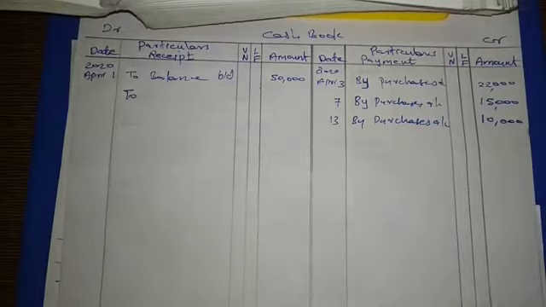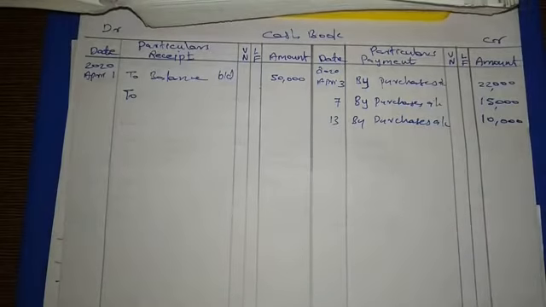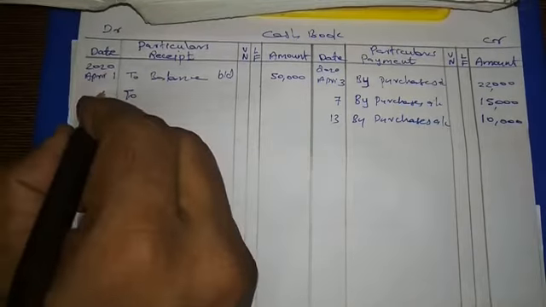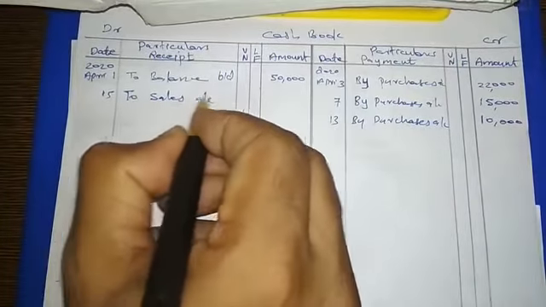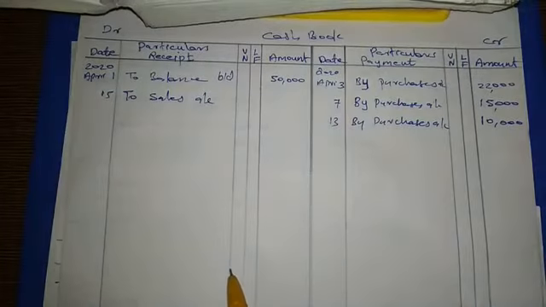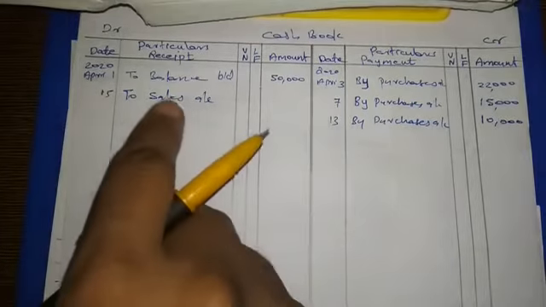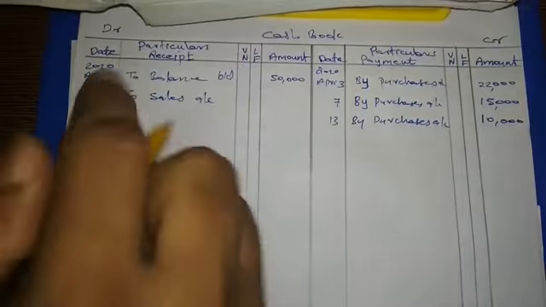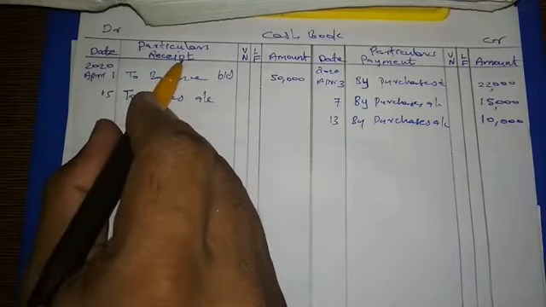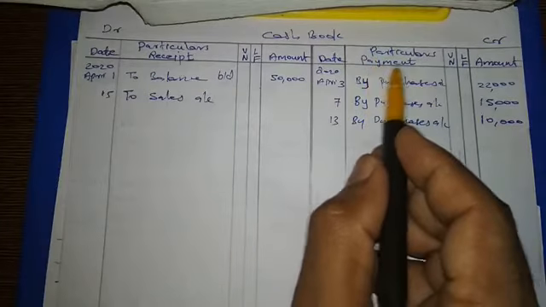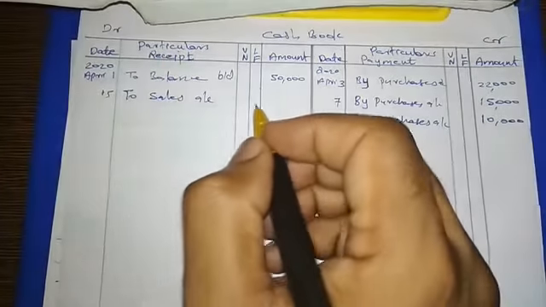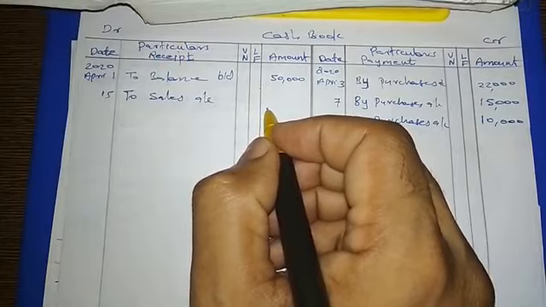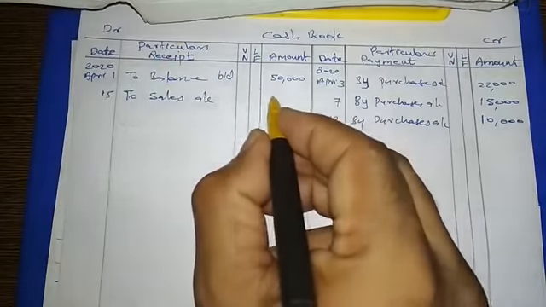Next transaction given on 15th, sold goods. This side we are writing 15th, to sales account. Sold goods means cash we are receiving. Goods are going outside, but the cash we are receiving. That is why cash receipt we are taking this side. This is the receipt side, which is written in the heading. This is the payment side. Payment of cash, receipt of cash this side. Then the sales amount was 20,000.